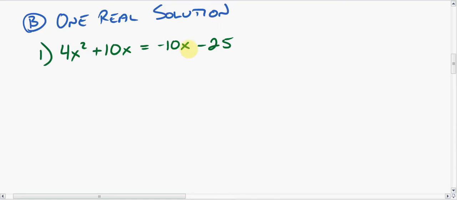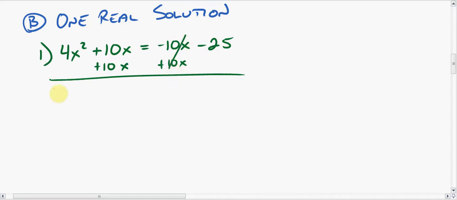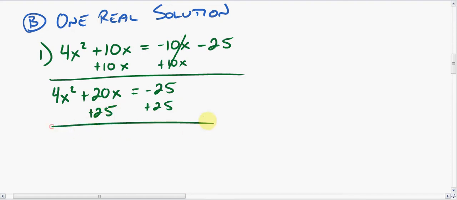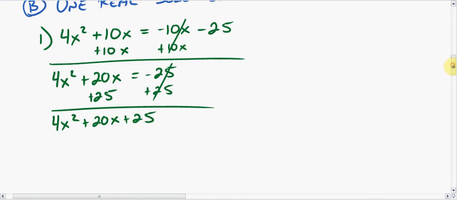So I need to do that here, so I'm going to move negative 10x to this side and negative 25 to this side. So I'll start by adding 10x to each side. And I'll get 4x squared plus 20x equals negative 25. Then I'll add 25 to each side. And I get 4x squared plus 20x plus 25, where my a is 4, b is 20, and c is 25.